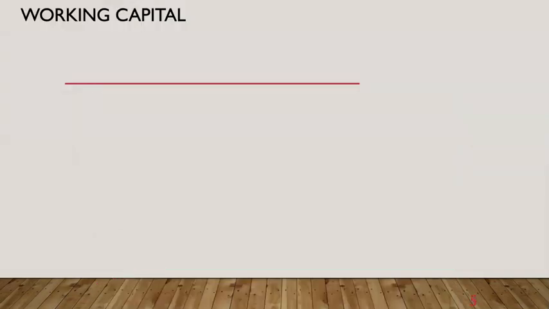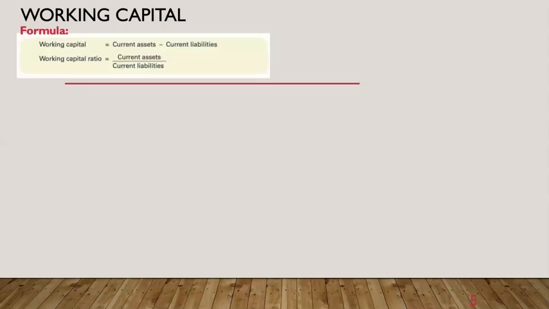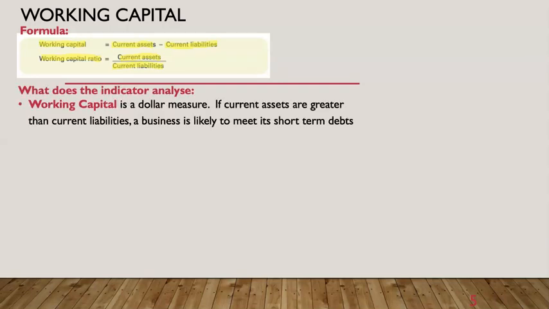So let's have a look at our first indicator, working capital. You might have heard of it before. Working capital has actually two formulas. Working capital is a simple calculation, current assets minus current liabilities. But we're going to focus more on the indicator that you'll be given, working capital ratio, which is current assets divided by current liabilities. What do both tell us, but especially the working capital ratio?